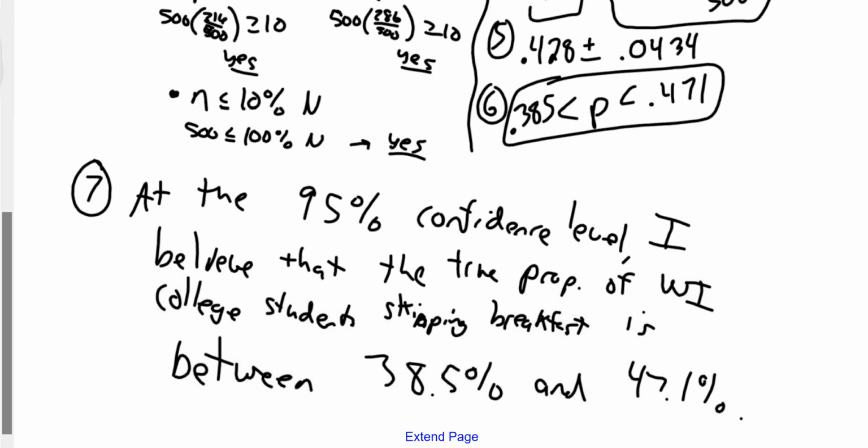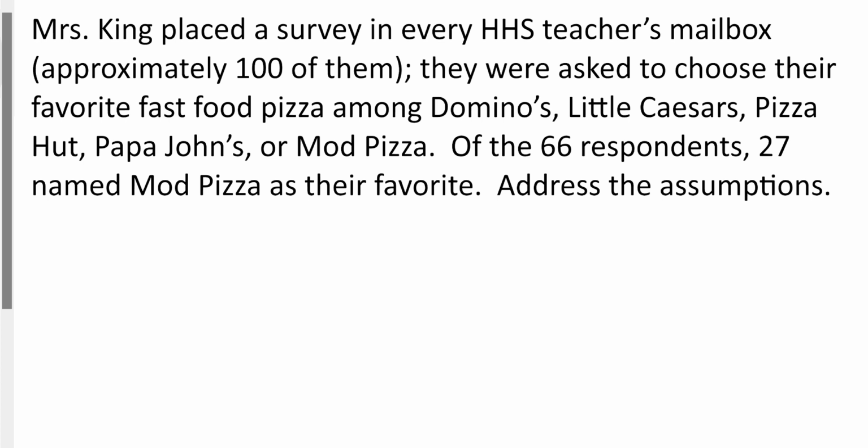Now, last thing I want to touch on is a question. It says Mrs. King placed a survey in every Hamilton High School teacher's mailbox. There's approximately 100. They were asked to choose their favorite fast food restaurant among Domino's, Little Caesars, Pizza Hut, Papa John's, or Mod Pizza. Of the 66 respondents, 27 named Mod Pizza as their favorite. Address the assumptions. Now that's dealing with the conditions that have to be met in order to do this.